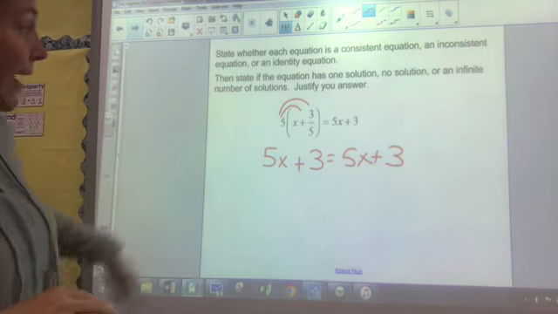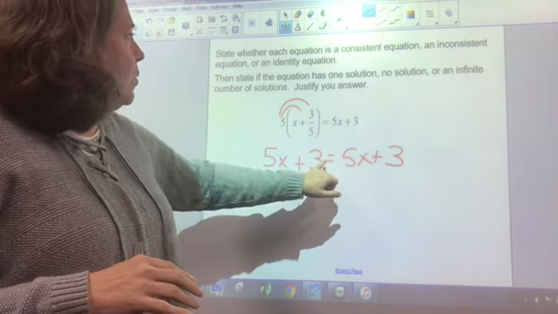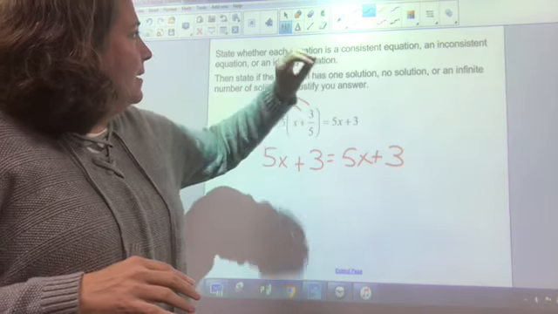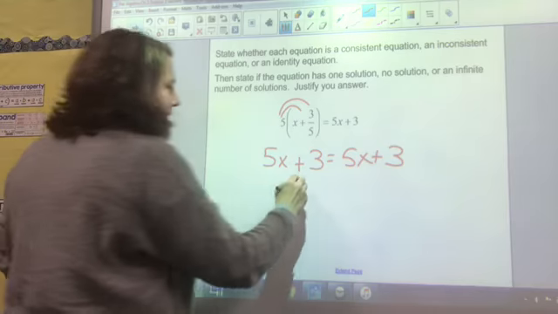I can stop right now. I know I have the same exact thing on both sides of my equal sign, so it is going to be an identity equation, an infinite number of solutions. But if I don't see it yet, I can keep going.